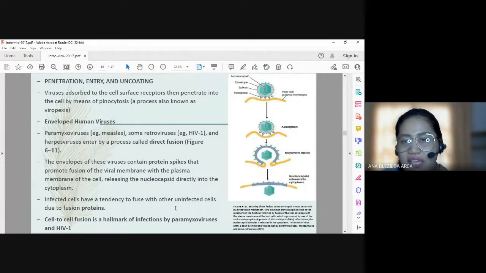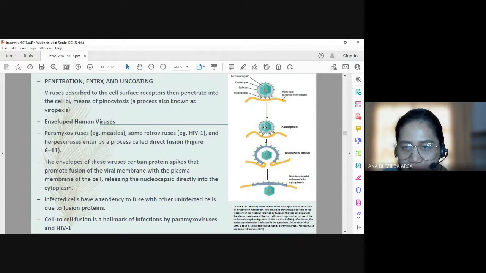So, kapag nakadikit na siya, like this one, di ba? Nakadikit na, right? Anong next? Papasok na siya sa loob. So, paano nangyayari yon? So, it may undergo either a process known as pinocytosis or viropexis. If it is an enveloped animal virus, the process is called direct fusion. Like this one, di ba? Ito, nakita mo may envelope siya, di ba? So, ang gagawin niya, ipupush niya yung sarili niya papasok.